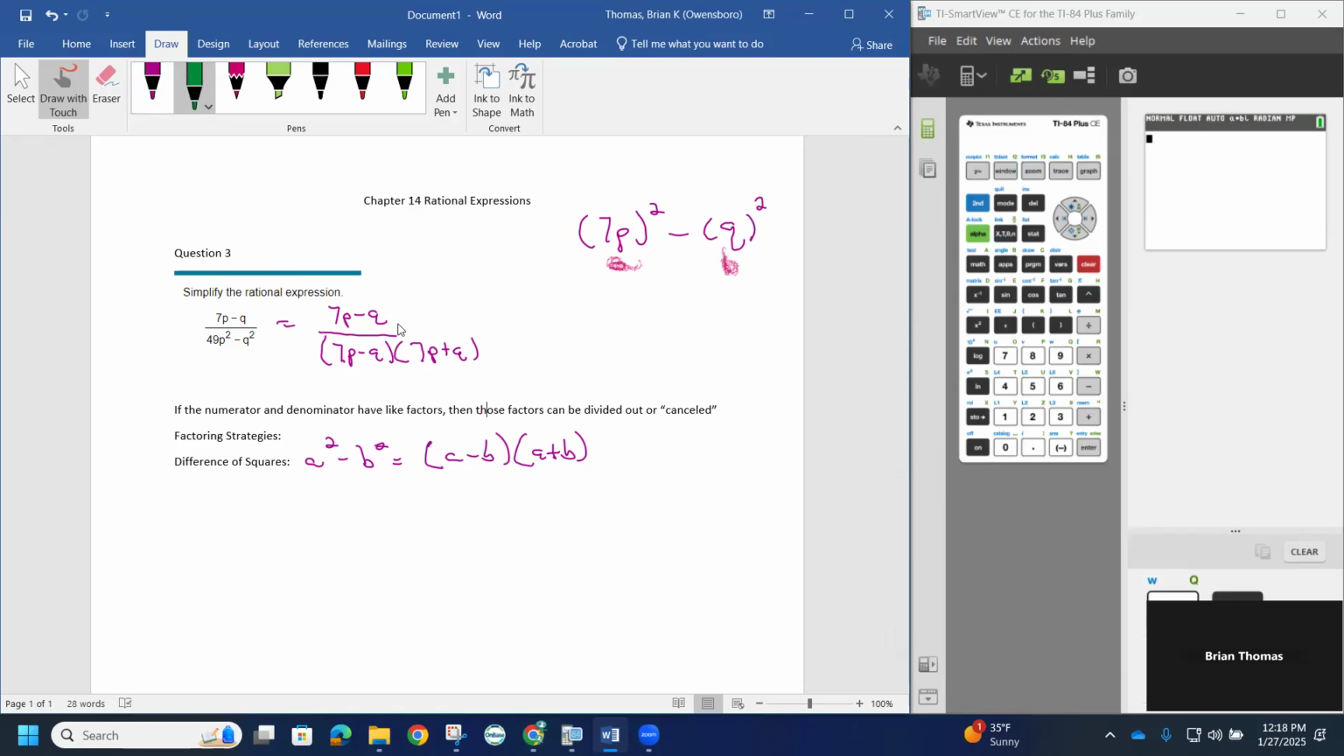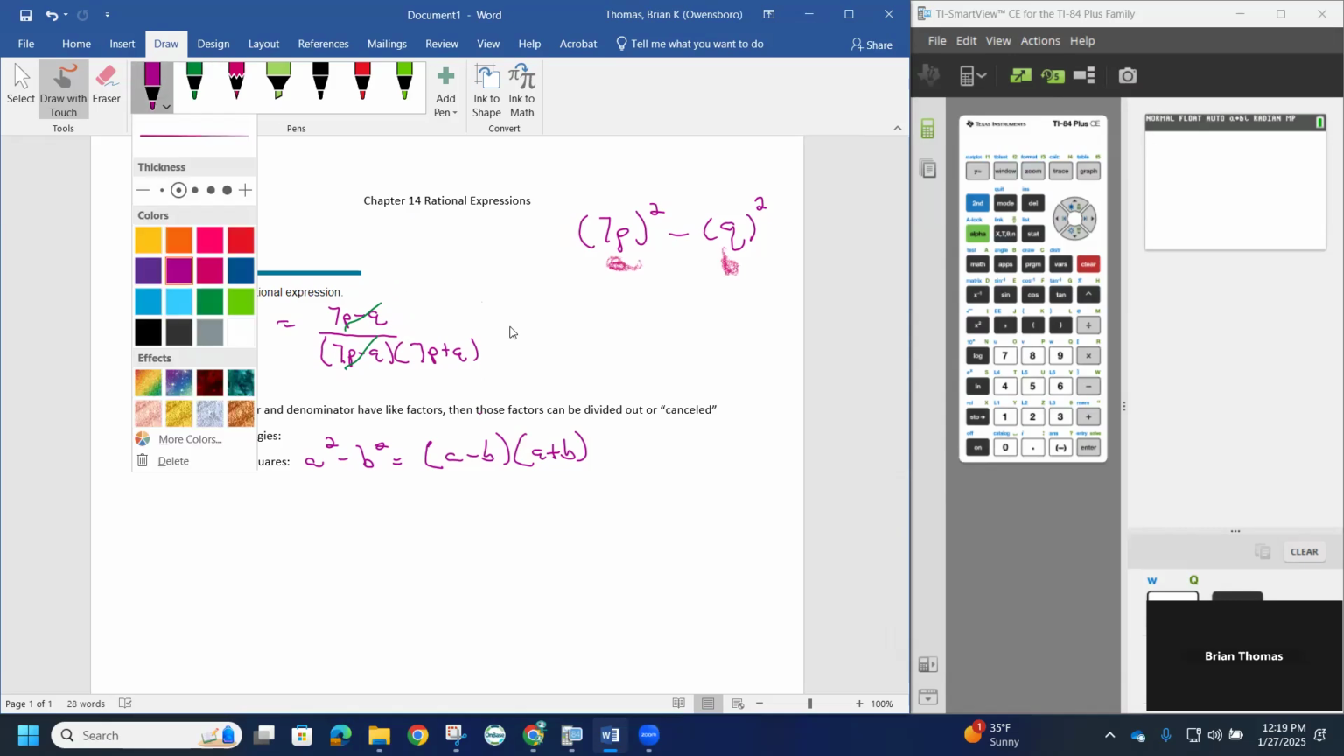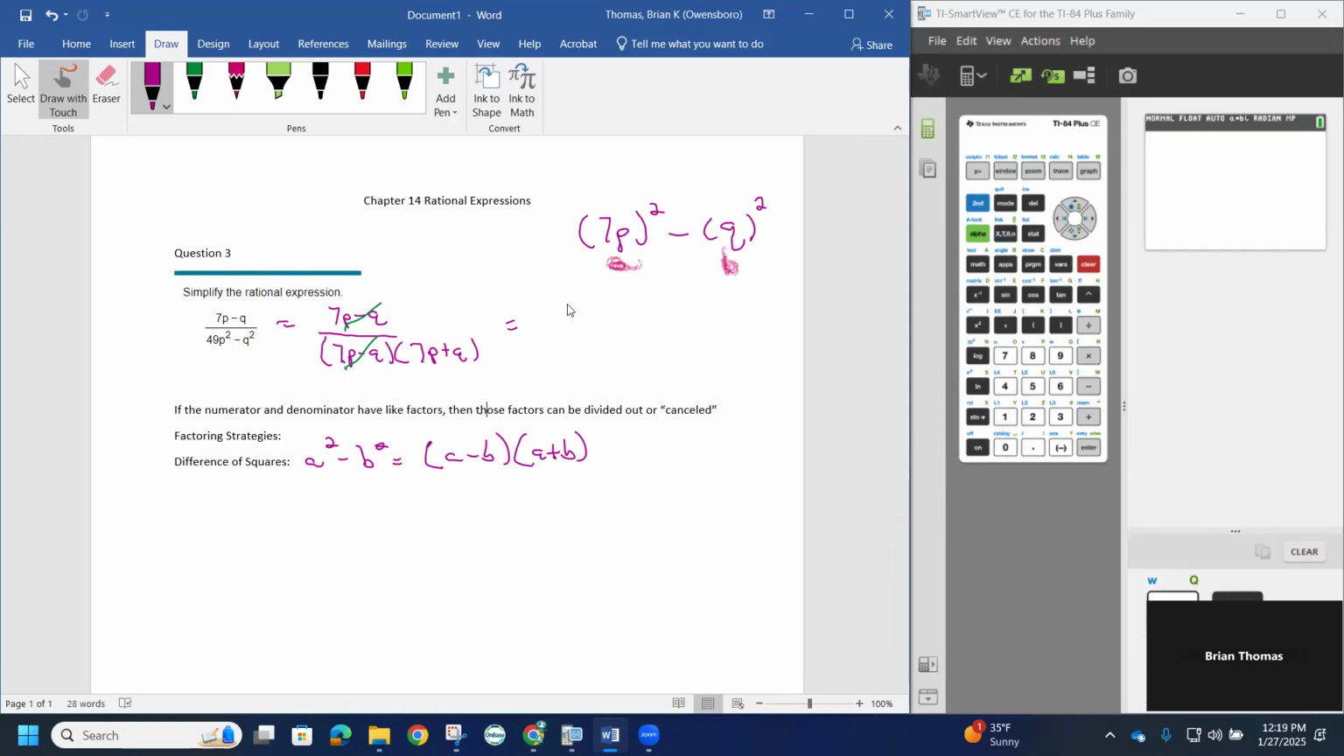So when we look now, notice how the numerator and denominator have the same 7p minus q factors, so I'm allowed to divide it out or cancel out. Remember, when it cancels out, it turns into a 1. So that means that since there's nothing left in the numerator, we have to use the 1 because there's nothing else left. So the 1 would be our numerator, and our denominator would be the factor 7p plus q. And that's as far as we could take that. So that rational expression would reduce down to 1 over 7p plus q.